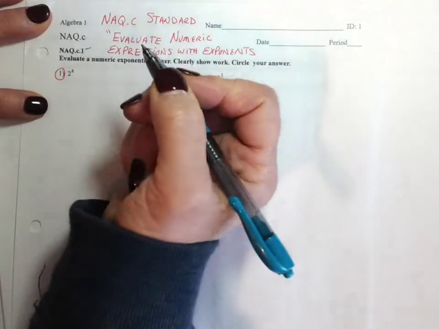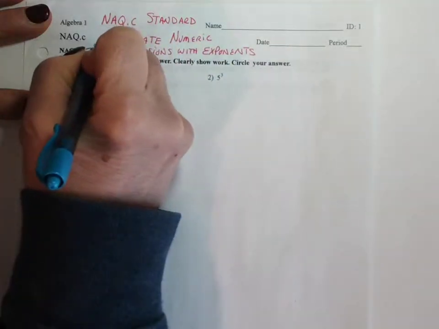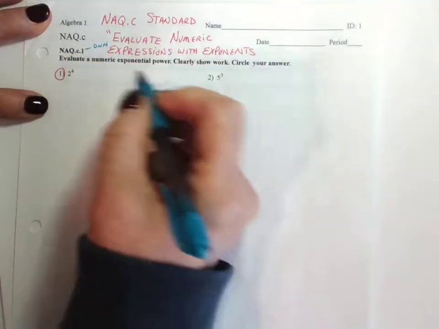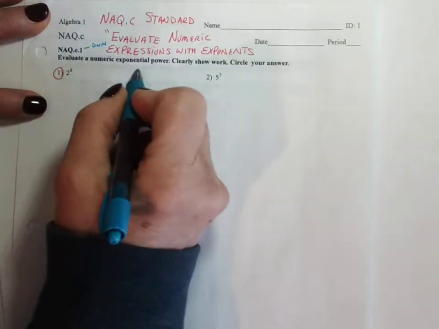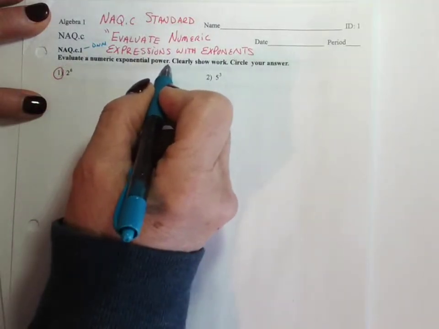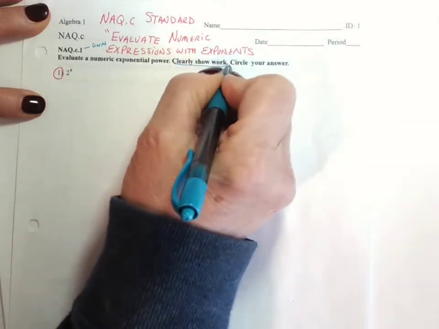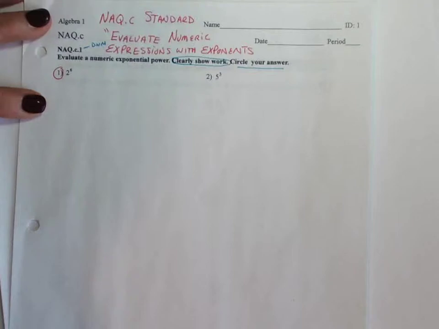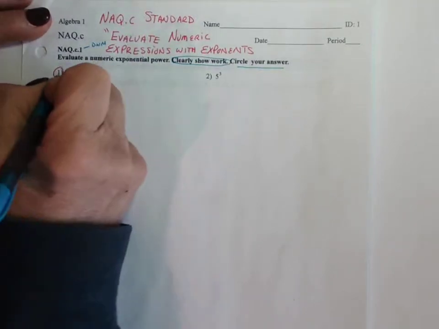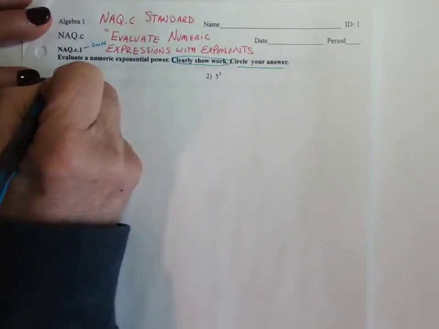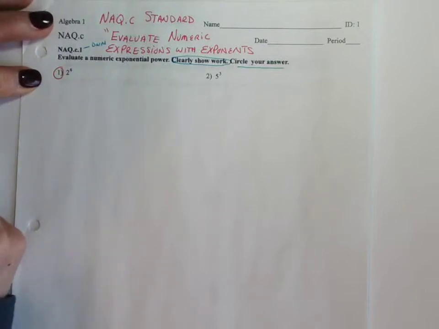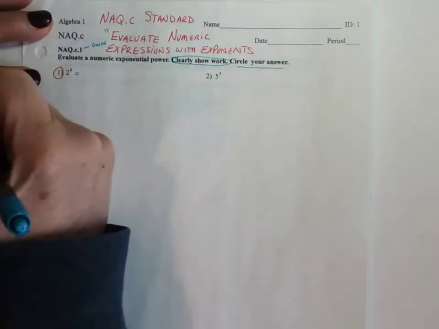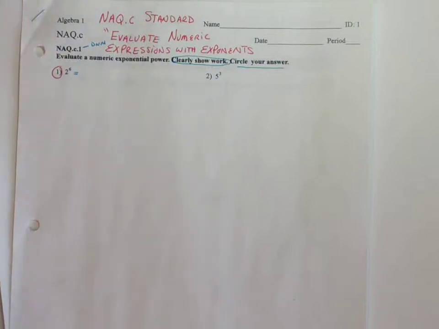So our level 1, which is does not meet, says to evaluate a numeric exponential power, clearly showing your work and circling your answer. So this is an exponential power. You need to write it as a product of factors to demonstrate that you understand that this is an exponent.